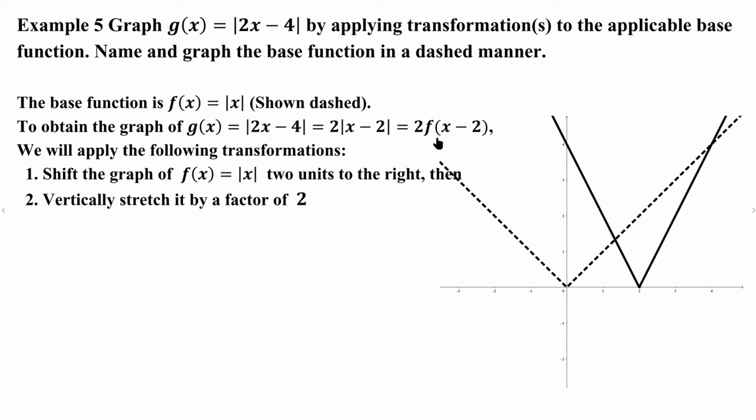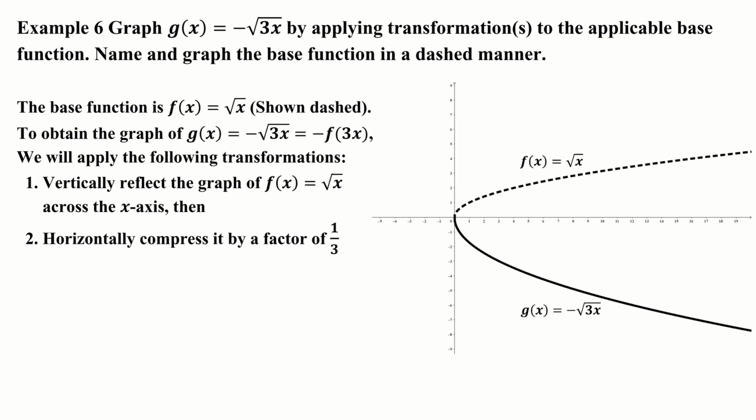Now we know that to get the graph of 2 times f of x minus 2 from the graph of f, what we have to do, here's f itself, right? The reference function. We have to move it 2 units to the right, right? And then we're going to vertically stretch it by a factor of 2. Again, a vertical stretch will come with a simultaneous horizontal compression here.